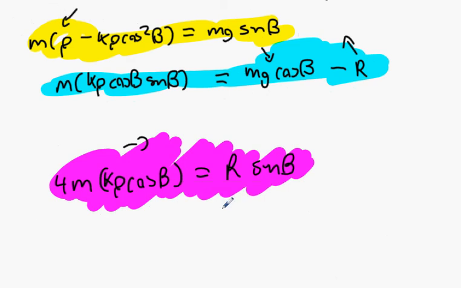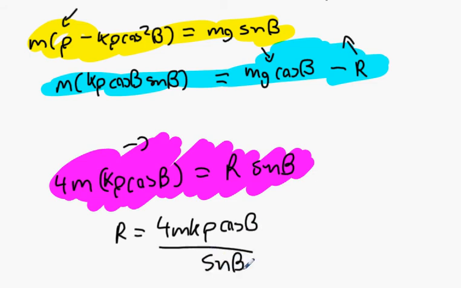There's a bit of organising here. I reckon substituting out the r's is an absolute must. Would you agree with that? So what can I say? R equals 4 mkb cos b over sin b, and we can leave it like that. You could put 1 over tan beta if you wanted, but I just might leave it as sin and cos for a minute. Okay. What are we going to do with that then?